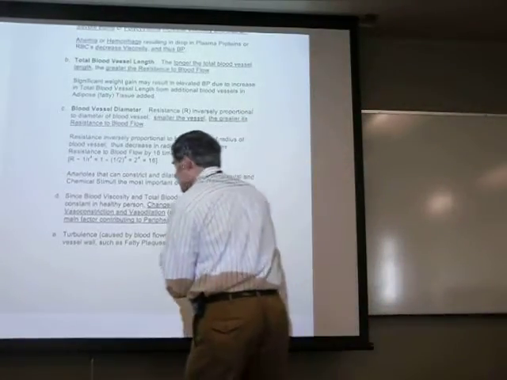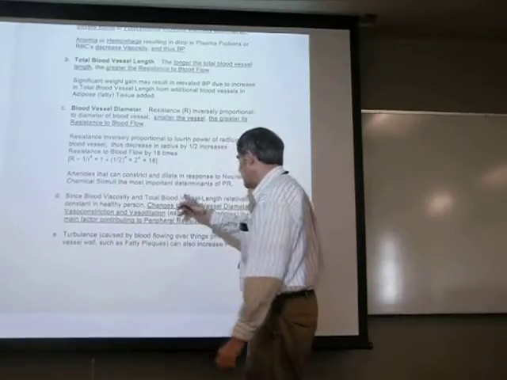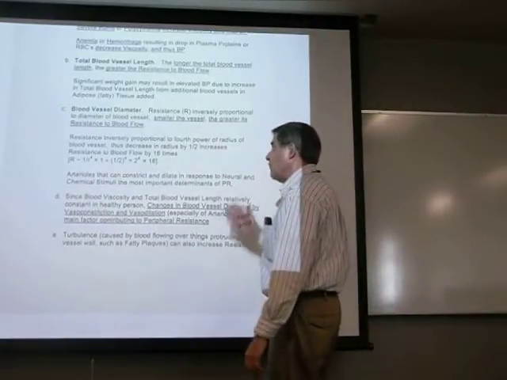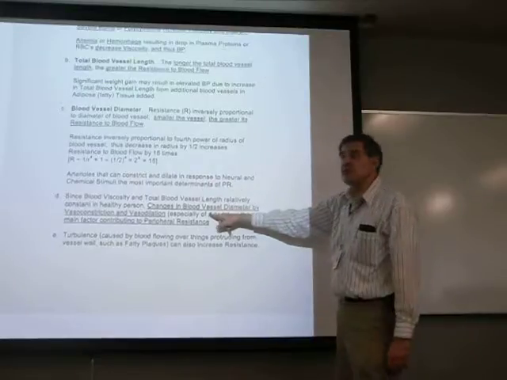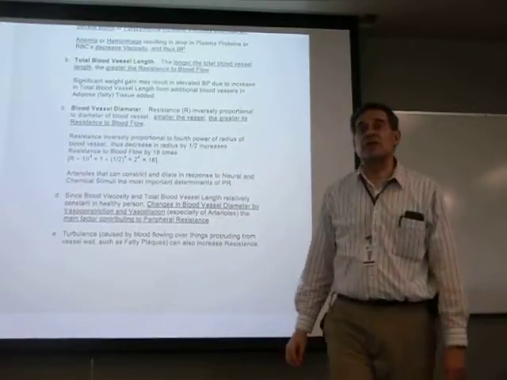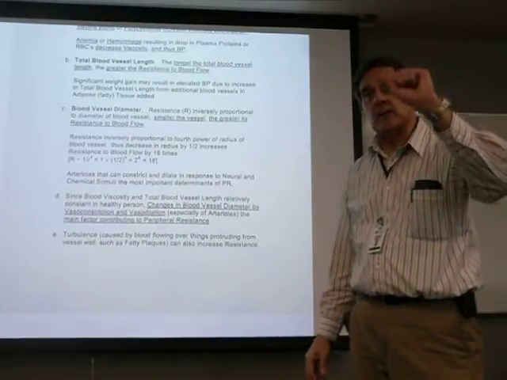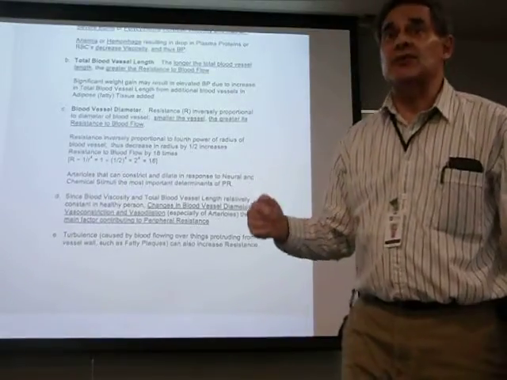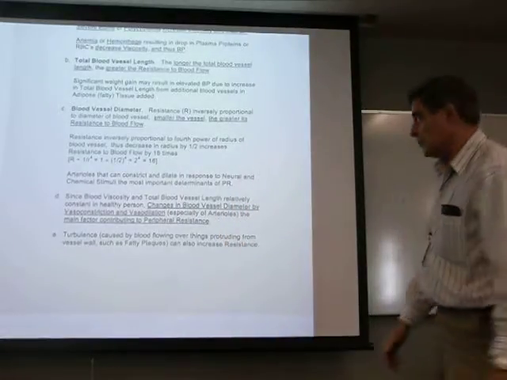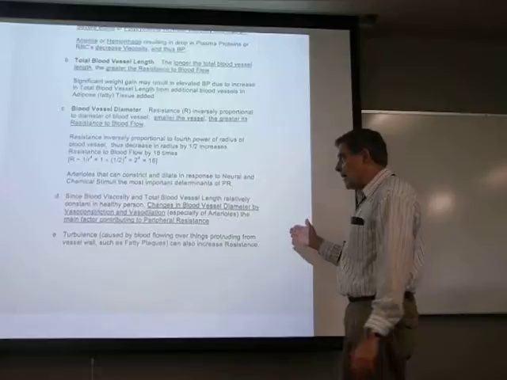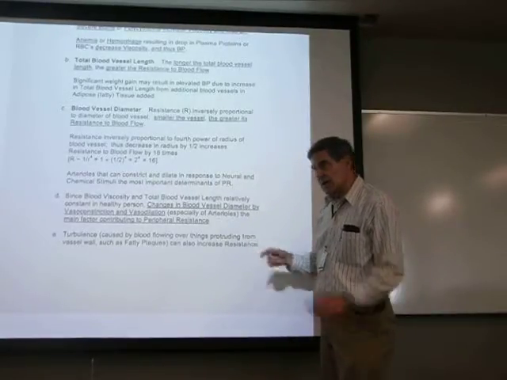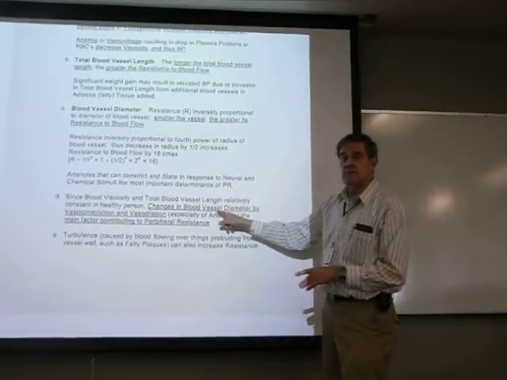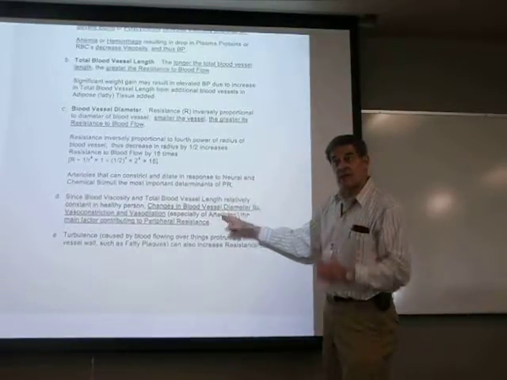And in normal healthy adults, blood viscosity and total blood vessel length are relatively constant. What does vary, and is most responsible for change in resistance, is change in blood vessel diameter. In other words, vasoconstriction and vasodilation. That goes on a regular basis. You can constrict and dilate those blood vessels very quickly, by sympathetic stimulation causing constriction, by contraction of smooth muscle in the blood vessel. The main factor contributing to peripheral resistance is not blood viscosity, it's not total blood vessel length, it is change of blood vessel diameter. In other words, vasoconstriction and vasodilation.